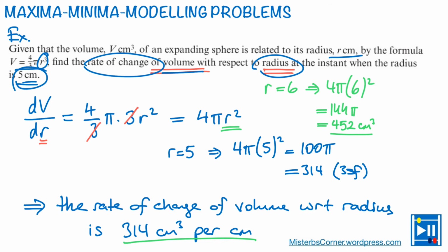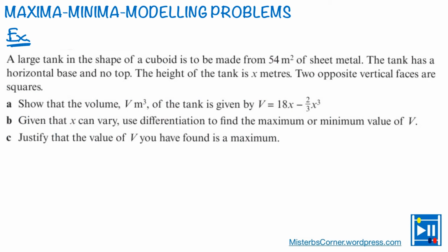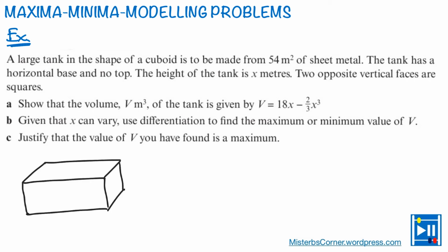Another example. So please pause the video now to read the whole question. Now this is where the modeling starts. You have to draw a cuboid and then start labeling the dimensions. So we know that the two ends are squares, so it's x and x. Let's consider the length of this cuboid to be y. So first, let's write the volume. Volume is the area of the cross section multiplied by the length. So it's going to be x squared y.